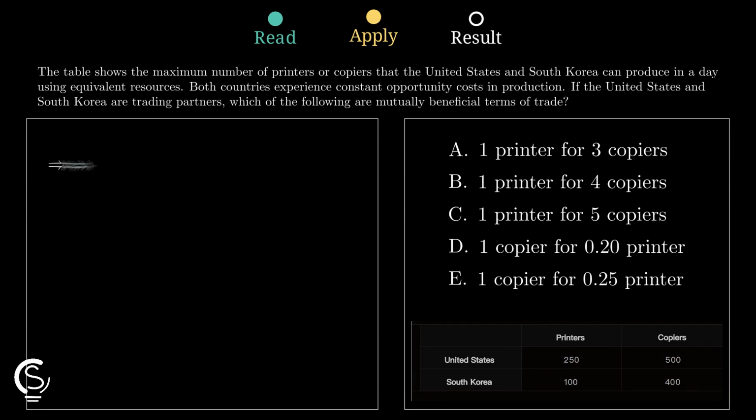Next, look at South Korea's production. They can make 10 printers or 40 copiers. Dividing 40 by 10 reveals that one printer costs South Korea 4 copiers to produce in their country.